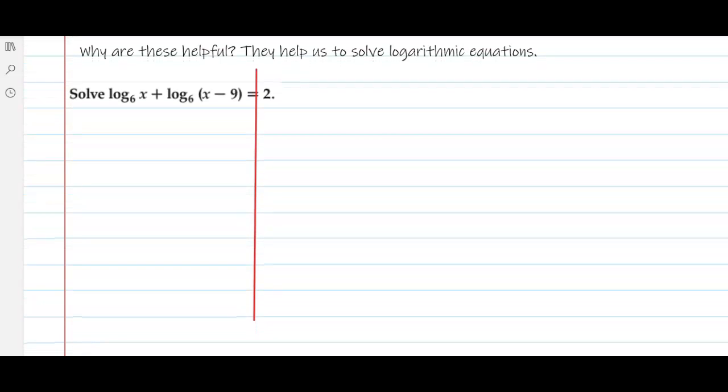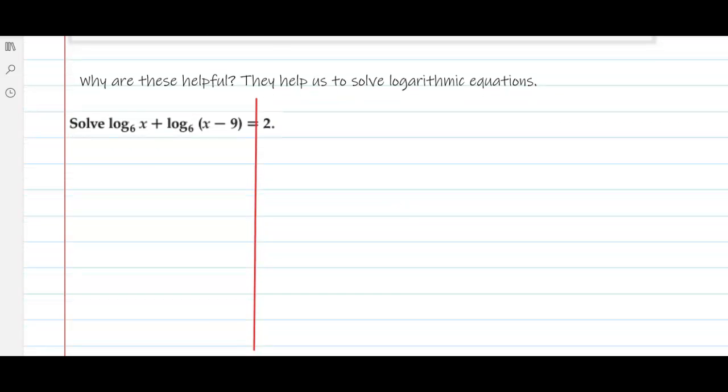So the first example, we have an addition symbol in between two logs that are identical. We have the log with identical bases, log base 6, log base 6. So the rule is, when we're adding, we can write it one time and simply multiply these components. They're going to multiply. So x times x minus 9 equals 2.